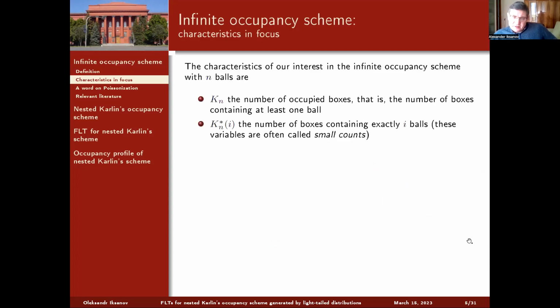The characteristics of the infinite occupancy scheme with n balls that I'll be focusing on are K_n, the number of occupied boxes, that is, the number of boxes containing at least one ball out of n, and K_n^*(j), the number of boxes containing exactly j balls. The variables K_n^*(1), K_n^*(2), K_n^*(j), say, with j fixed, are often called small counts.